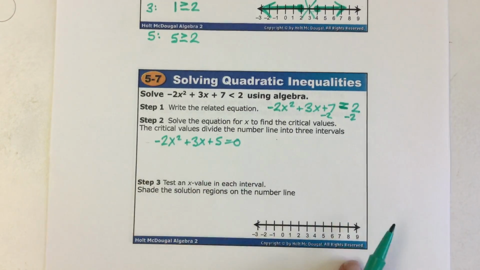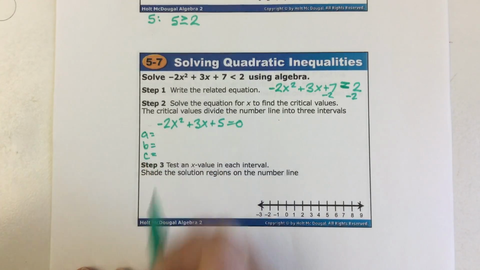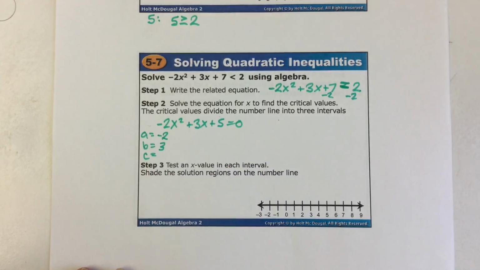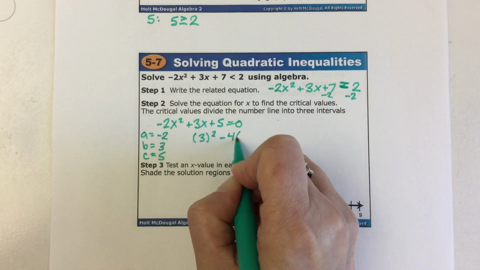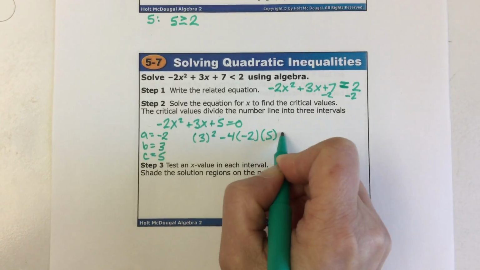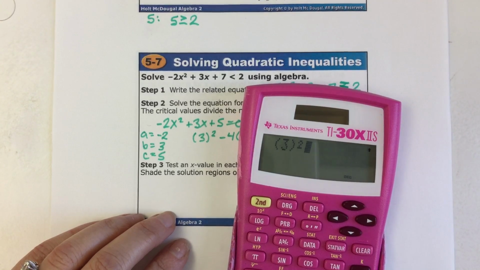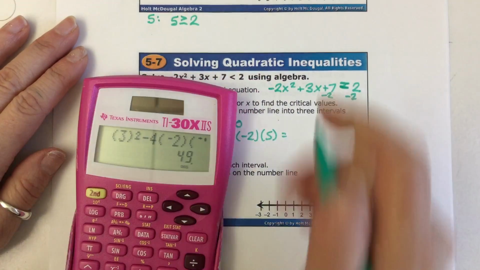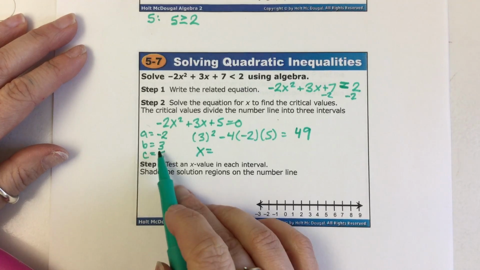This time I do have a number in the front. I'm going to go ahead and do the quadratic. A equals, B equals, C equals. A is the number in front of the square term. B is the number in front of x. C is the number at the end. If I'm calculating the discriminant, b squared minus 4 times a times c, when I calculate that, 3 squared minus 4 times negative 2 times 5, I get 49. Nice.